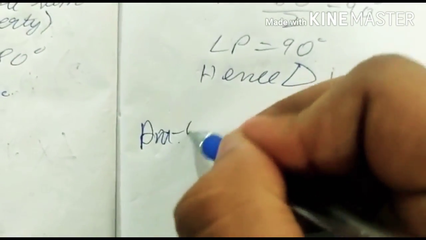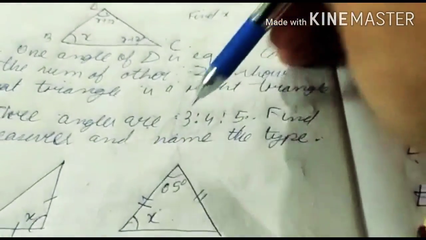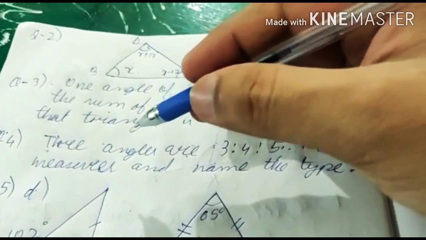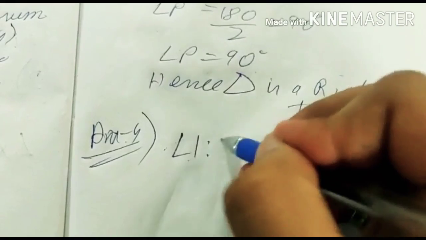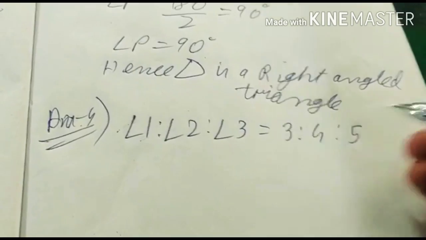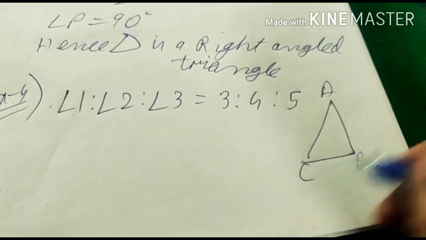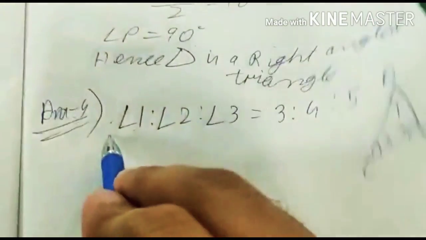Answer number 4. What does it say? The three angles are in ratio 3:4:5. This is question number 4 of your book. Three angles of a triangle are in ratio 3:4:5. Angle 1 is to angle 2 is to angle 3 equals 3:4:5. Means in a triangle A, B, C, this is angle 1, this is angle 2, and this is angle 3. So angle 1, angle 2, and angle 3 are in ratio 3:4:5.